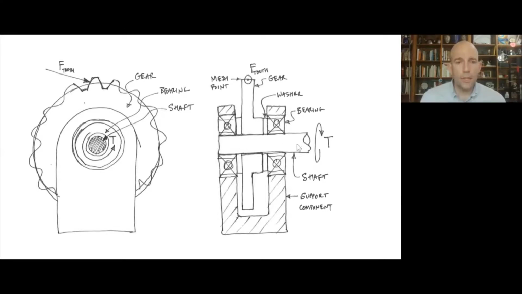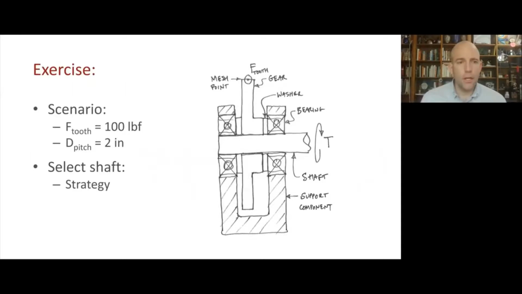And then the shaft is supported by bearings. So we have some kind of bearing over here and some kind of bearing over here. And then I guess there's some washers in here that keep everything aligned axially and keep that gear from wandering from side to side, which would be undesirable. Okay, and our first task here is to select a shaft. And here are some values that we can use later in the exercise. 100 pounds force at the tooth and pitch diameter of 2 inches for the gear.